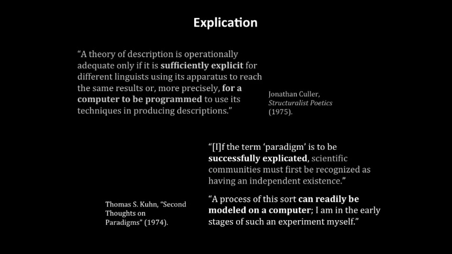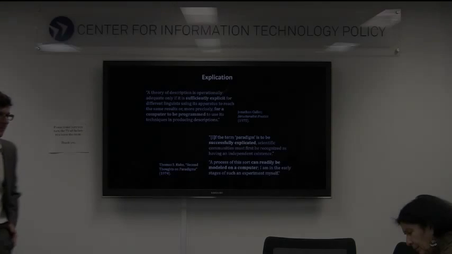Princeton's own T.S. Kuhn, in Second Thoughts on Paradigms, a follow-up to his famous Structure of Scientific Revolutions, writes that the explication of the term paradigm and the scientific community that it represents can be achieved through modeling on a computer. Indeed, he at least claimed to have been working on a computer program to figure out how scientific communities are realized, how they form.